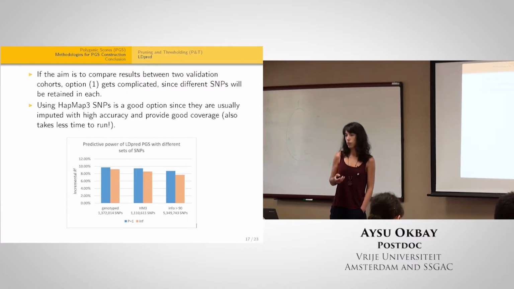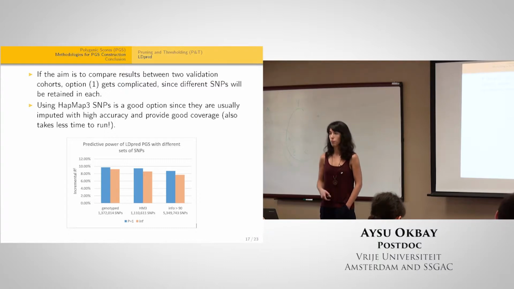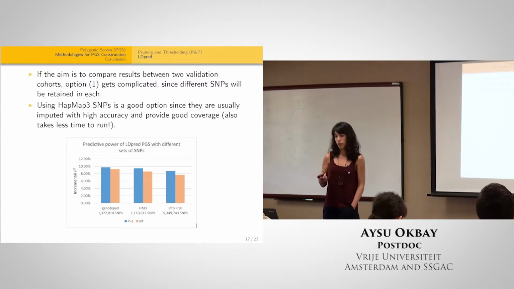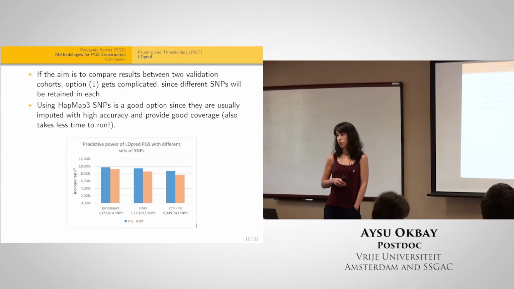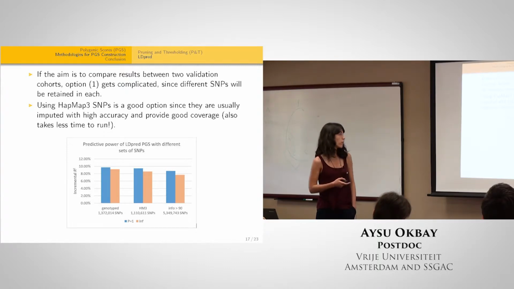So if you want to compare results between your multiple prediction cohorts, including only SNPs with imputation accuracy above a certain threshold is not very feasible, because in each cohort you're going to drop different SNPs. So that is not going to be very useful. So HapMap3 SNPs is always a good option. It usually performs nearly as well as genotyped SNPs, and sometimes better if you have very few genotyped SNPs. And it also takes much less time to run, compared to all imputed SNPs or imputed SNPs with high imputation accuracy.